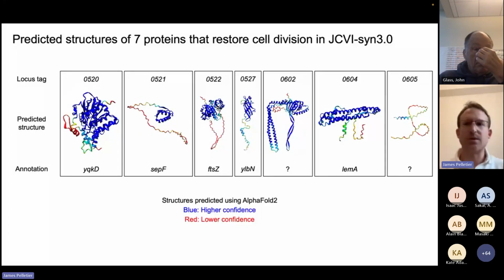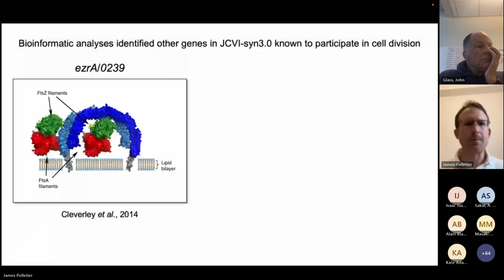LEMA is also conserved in bacteria, but there's no reported function for LEMA. It's been reported to be involved in pathogenicity in some species, but in terms of its molecular properties, that's unclear. And this bioinformatic analysis also turned up some genes that are known to have direct roles in cell division in other species. There are two.